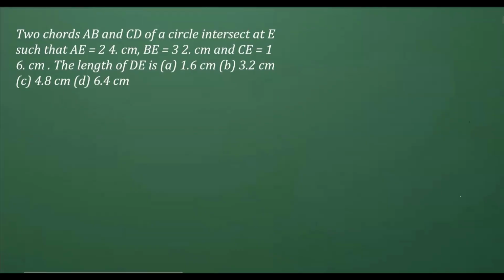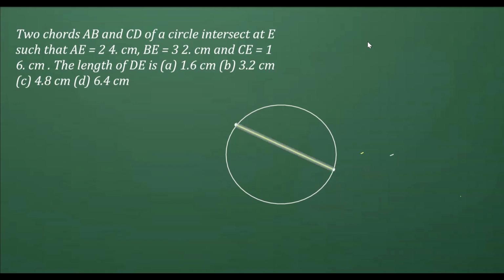In this question, it says two chords AB and CD of a circle intersect at E, and the lengths of AE, BE, CE are given, right? And what we have to find out is the length of DE. So clarity will come only when we make the diagram. So I first made a diagram, and then we have chords AB and CD intersecting. So let's say this is AB as the chord and the other chord CD, and this point of intersection is given over here as E.